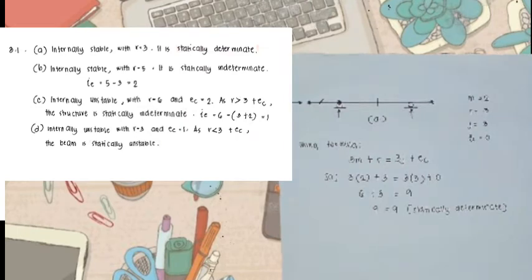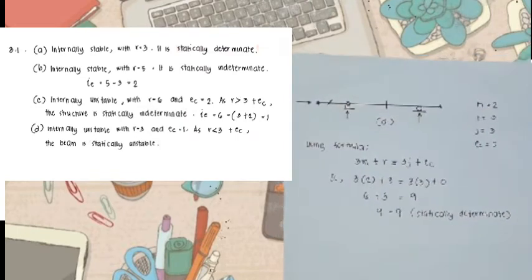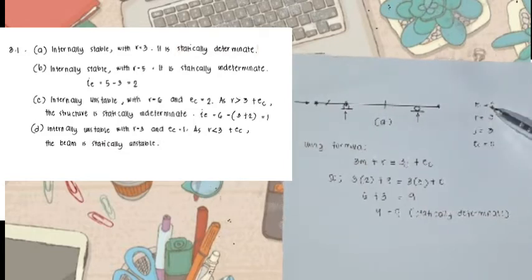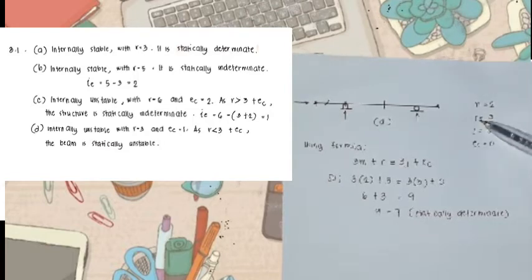So in figure 3.1 letter A, we have this problem. M is the total number of members in the structure. R is the number of reaction components. J is the total number of joints in the structure. And EC is the number of equations of condition.